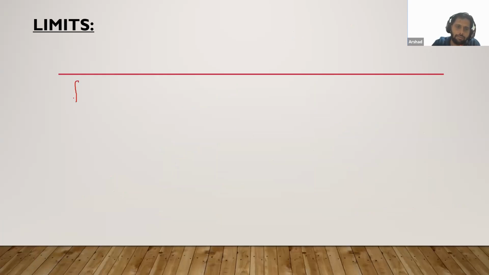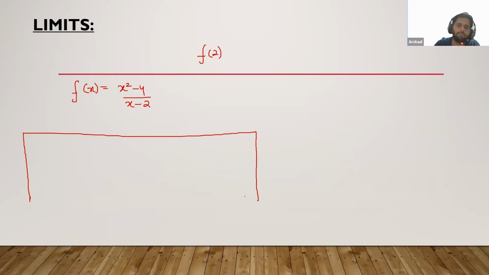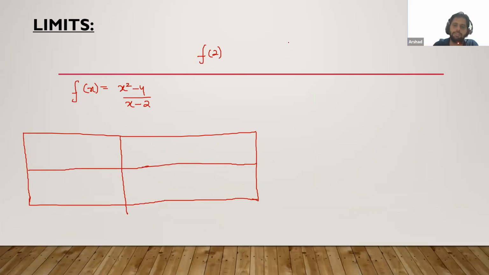Let me explain it like this. Suppose f(x) is equal to (x square minus 4) by (x minus 2). Can anyone tell me the value of f(2)? So 0? No, not 0. Always remember, 0 by 0 is not 0. If you put the value 2 in the numerator, you will get a 0. In the denominator also, you will get a 0. So 0 by 0 is not 0. It is a not defined form. Always please remember this. So f(2) does not exist.